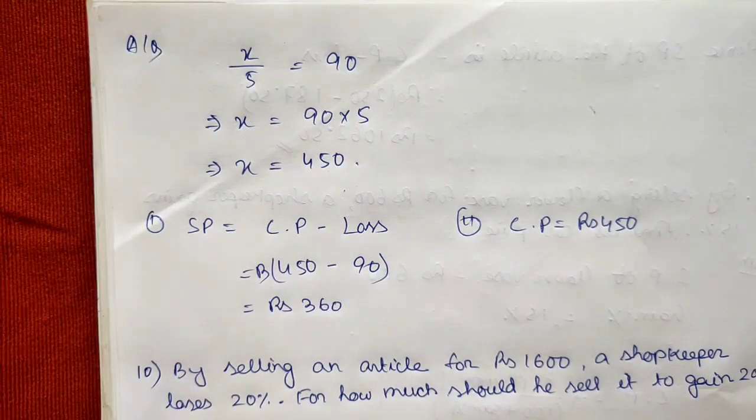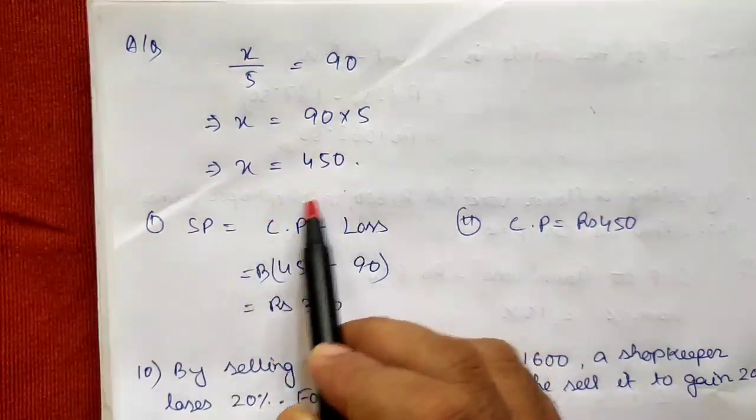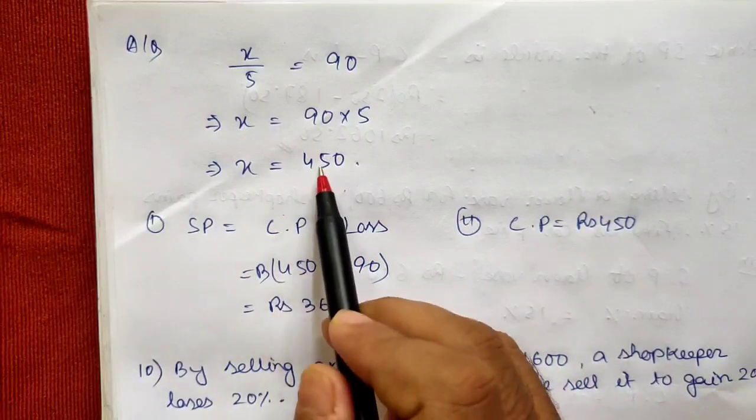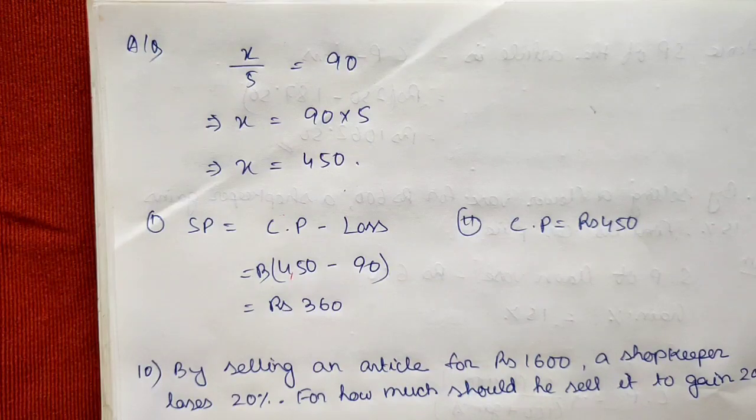Then 90 into 5 is how much? 450. Okay. So what was x? X was CP, isn't it? Let the cost price we have considered. X is CP. So SP will be what? SP is CP minus loss. CP is 450, minus loss is 90. Now 450 minus 90 is 360. Therefore, number 2, CP equals rupees 450.